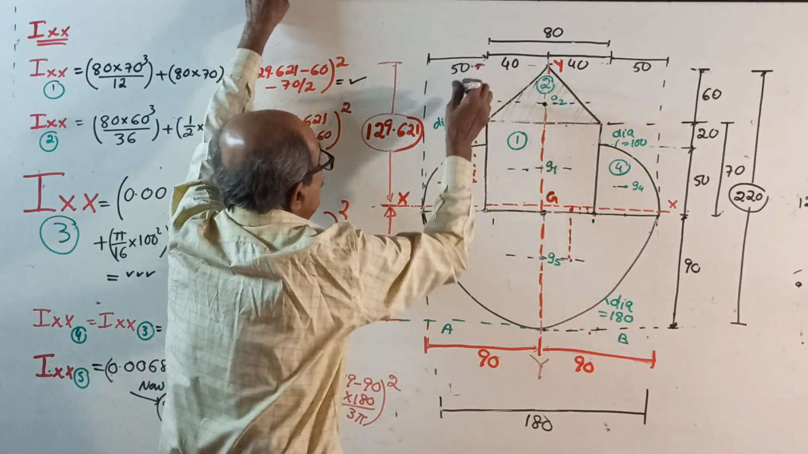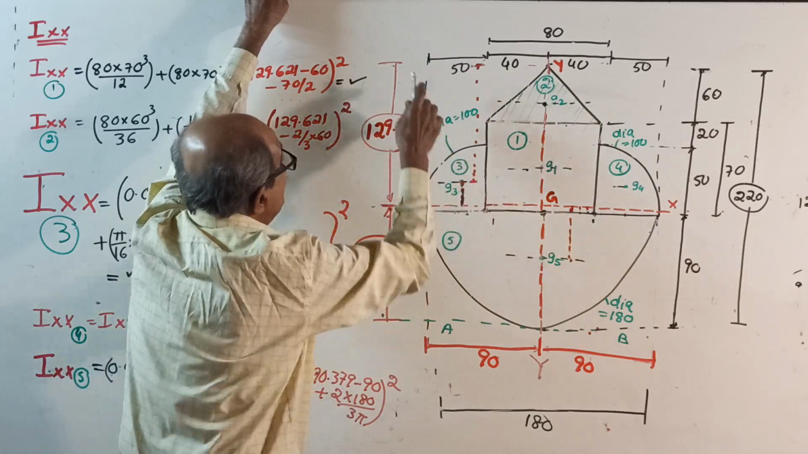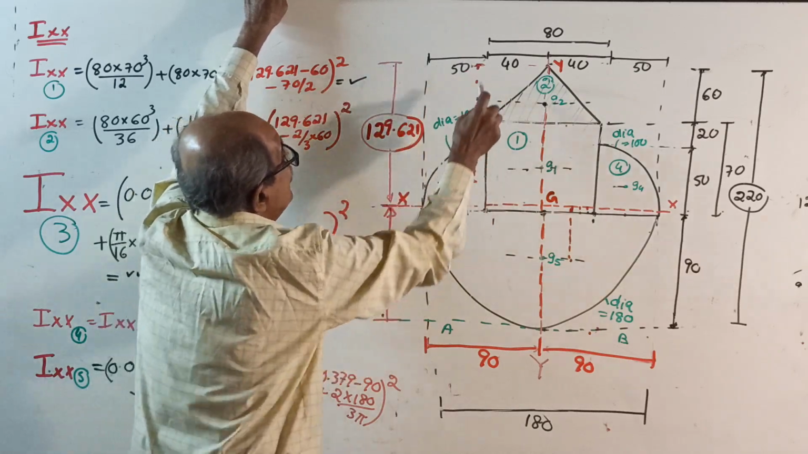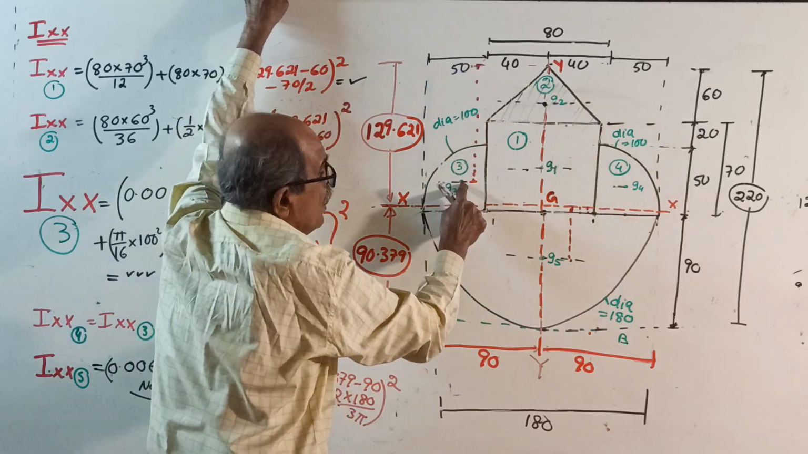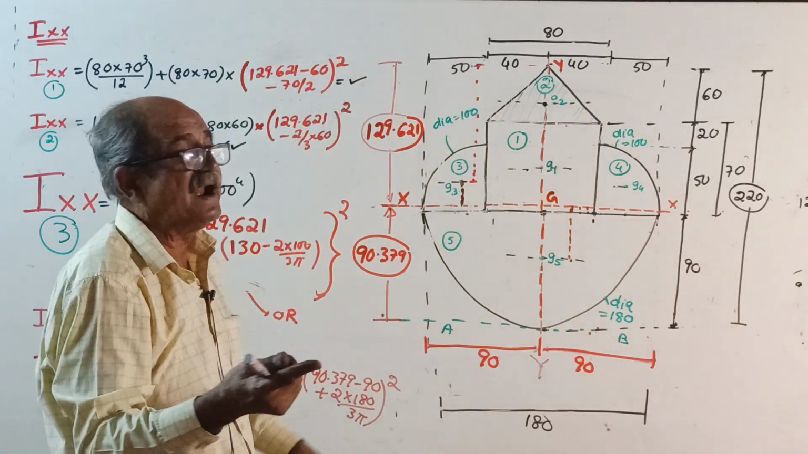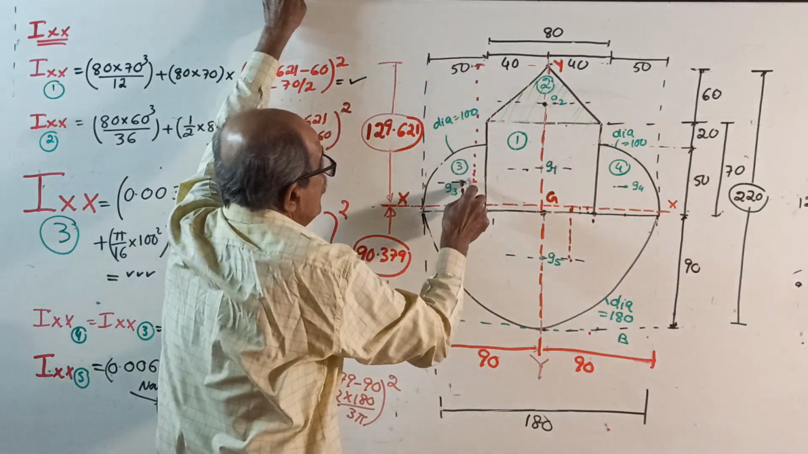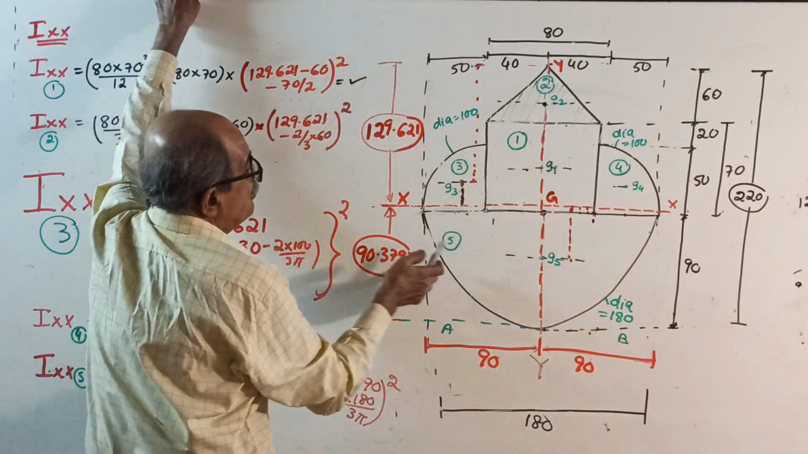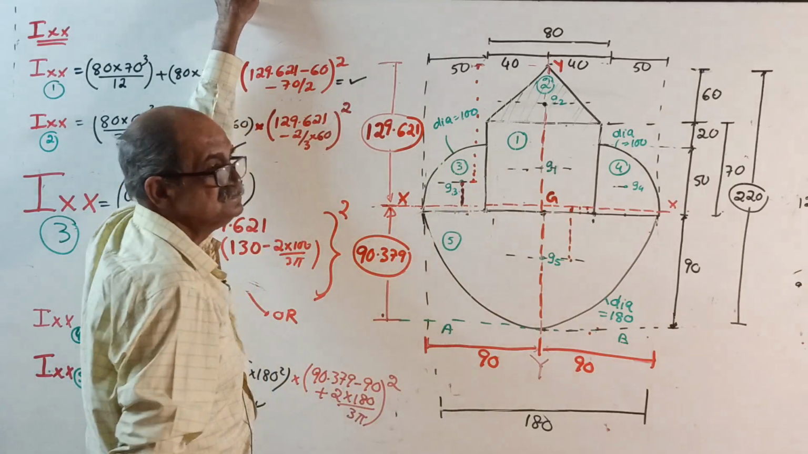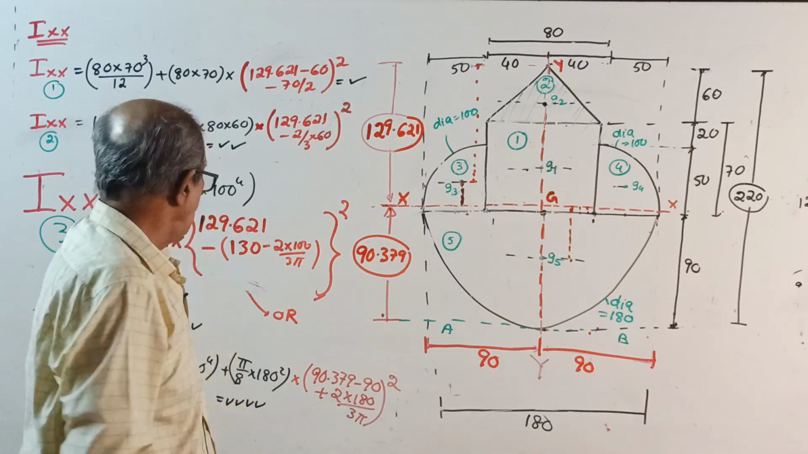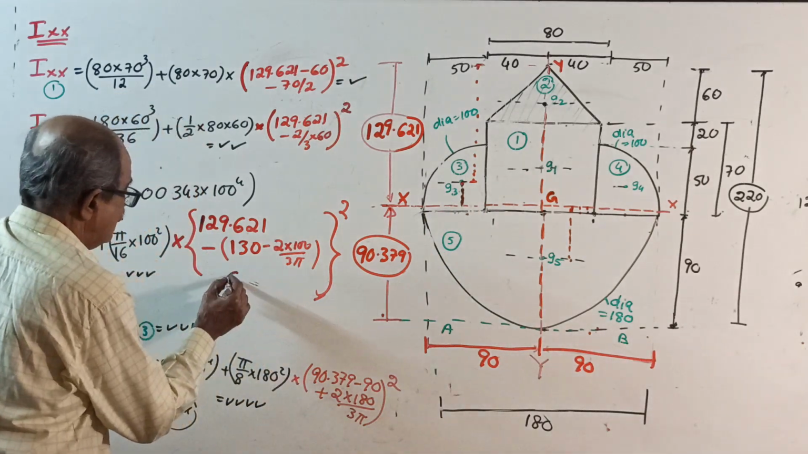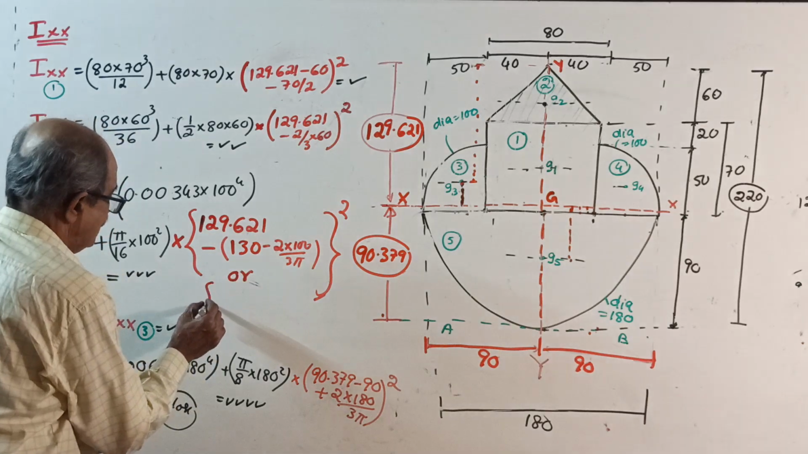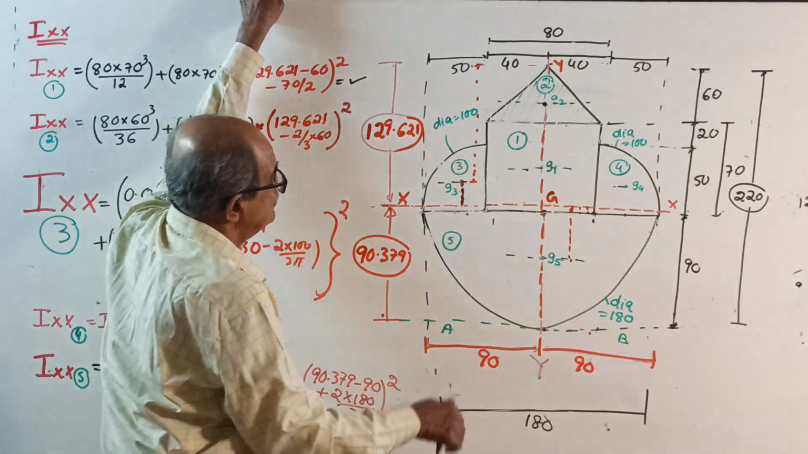See, we want this distance square, meaning the total distance from here up to centroid, whatever distance you have to subtract. From here up to centroid is 60 plus 70, that is 130 minus 2d by 3 pi. Sometimes confusion. Or do one thing. Or you have an easy option, see. Or from this side, see.